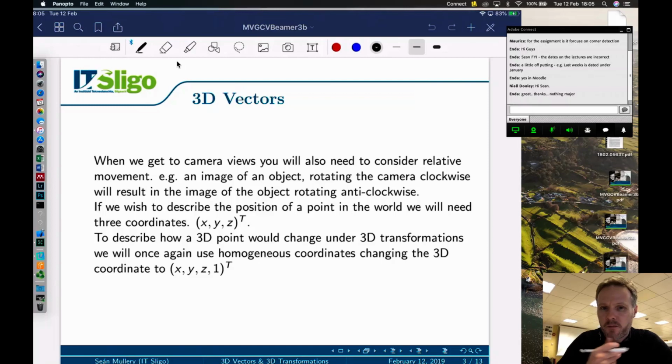If we wish to describe a position of a point in the world, we will need 3D coordinates. So we'll have X, Y, and Z, okay, for the three dimensions. We put the little transpose there just to say that it's going to be a column vector, as we would normally describe it. So to describe how a 3D point would change under 3D transformations, we'll once again use the homogeneous coordinates, changing the 3D coordinate to X, Y, Z, comma 1.